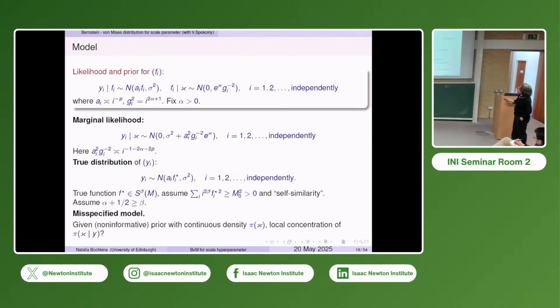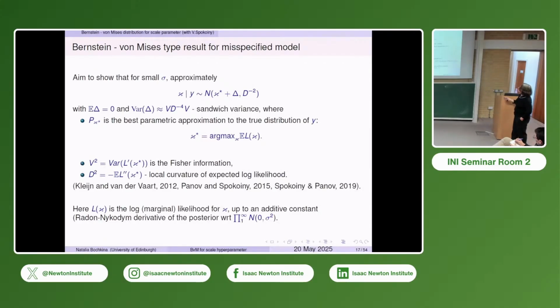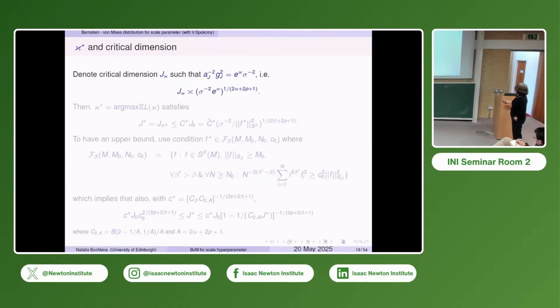So L is the log likelihood here, the capital L. Sorry, L is the marginal log likelihood. This is an infinite dimensional setting, so we just take the Radon-Nikodym derivative of the posterior with respect to this product of the normal zero sigmas, and then it's well defined.